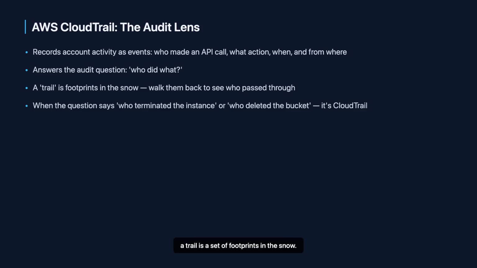A trail is a set of footprints in the snow. You can walk back along those footprints to see who passed through, in what order, and where they went. So whenever a question asks who terminated the instance, or who deleted the bucket, the answer is CloudTrail. The footprints don't tell you whether anyone had a fever. That's CloudWatch's job. But they tell you exactly who walked by.